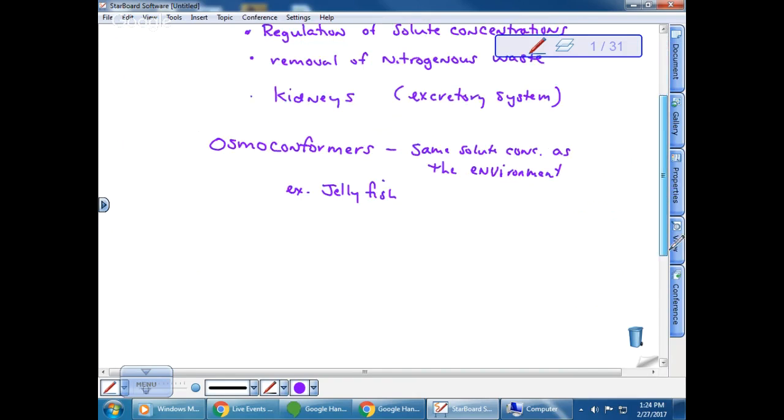osmoregulators. And this means we use energy to maintain our internal environment.